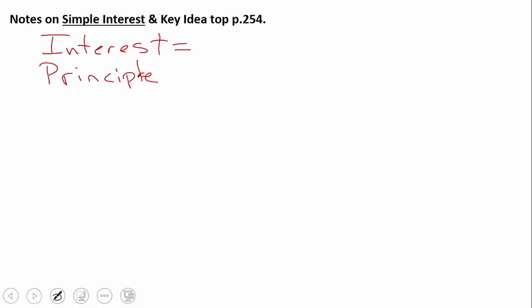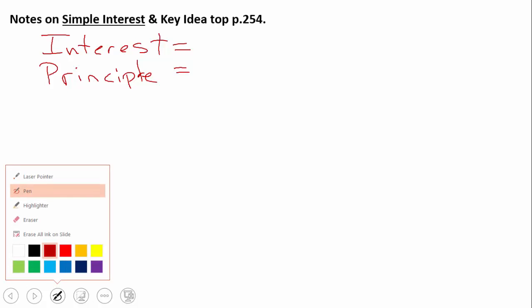P-R-I-N-C-I-P-L-E. It's principal, not principle. Principal, P-A-L, that's Miss Cahoon, our principal. But principal, that is the amount of money that we either borrow or that we deposit or loan to someone else. Okay? And that's the way that goes.